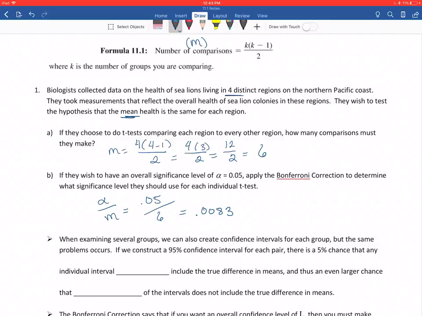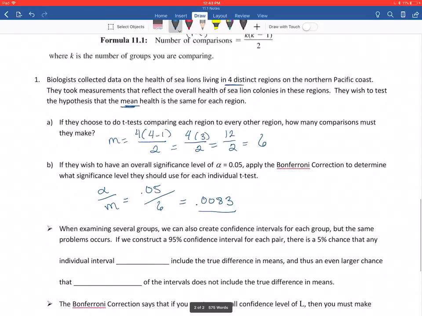So think about how that will drastically change the kind of results that you get. If your alpha value is that small, it means you will only reject your hypothesis if the p-value you get is smaller than this, so you're very unlikely to reject it. You have to get a very, very small p-value. So it definitely changes how the testing works, but it's the only way that we can really counteract that overall significance from getting out of control.